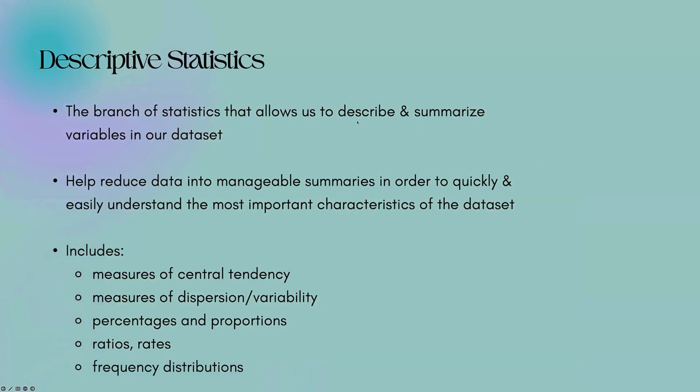So descriptive statistics is a branch of stats that allows us to describe or summarize what's going on with the variables in our data set. Doing so allows us to create manageable summaries about our data in order to quickly and easily understand what's going on. Right? What are the most important characteristics in our data set? Descriptive statistics often refer to a variety of things, but mainly they are measures of central tendency. What is average or typical of the distribution? Measures of variability or dispersion. And then we have things like percentages, proportions, rates and ratios, and frequency distributions.